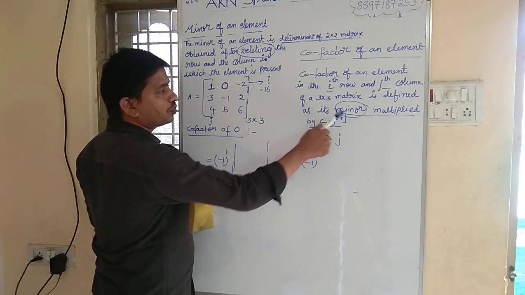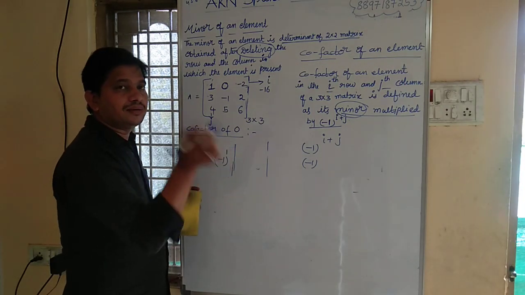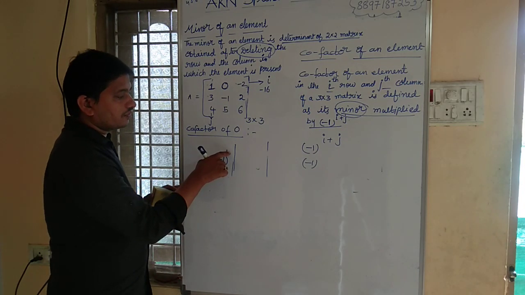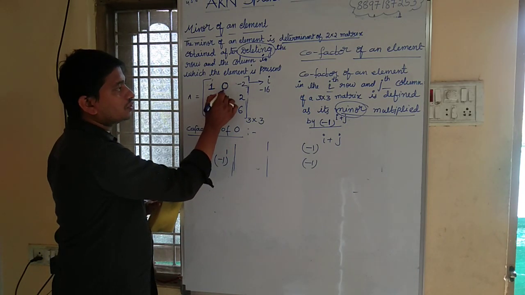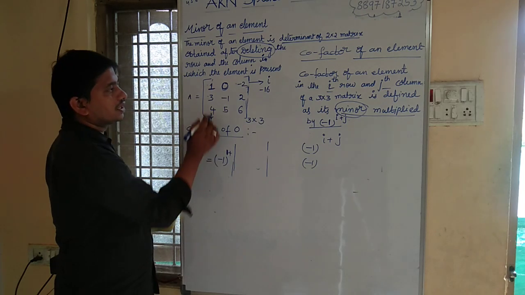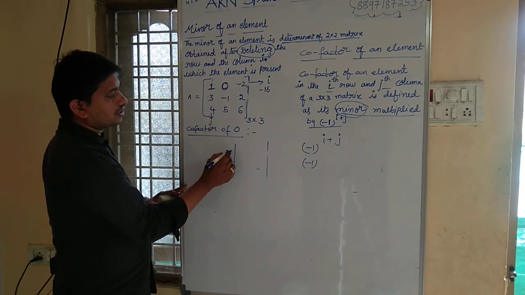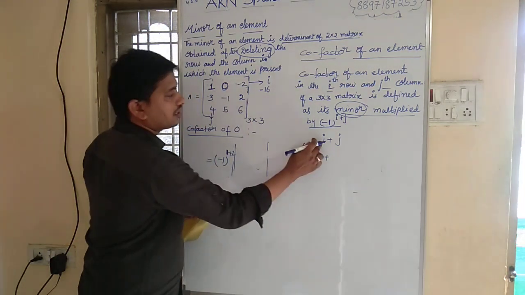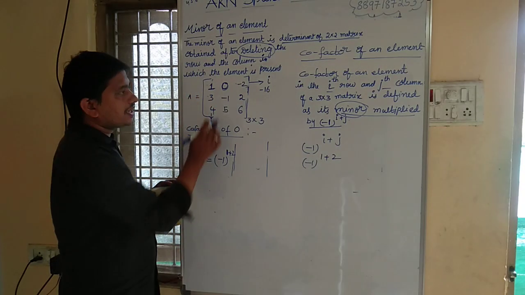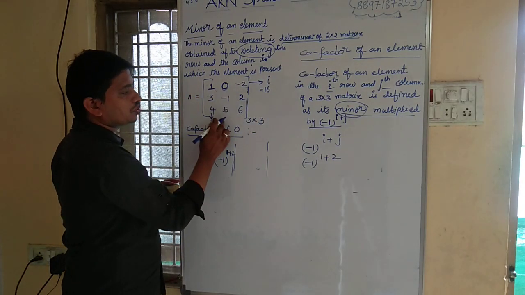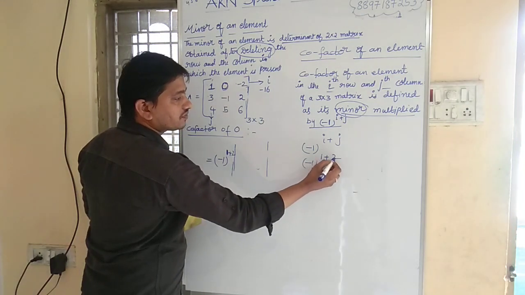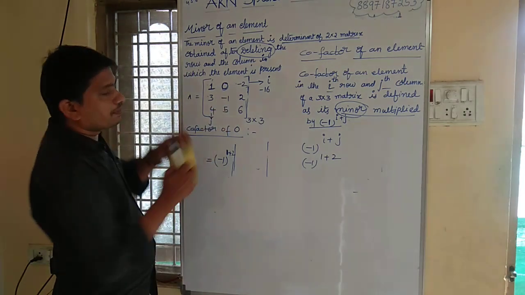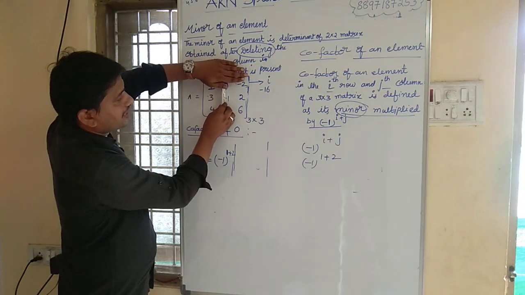So actually, how to find the cofactor? Minor multiplied by minus 1 whole to the power of i plus j. Element 0 is there in the first row and it is there in the second column, so 1 plus 2. Are you understanding? Element 0 is there in the first row and second column. So that is minus 1 whole to the power of 1 plus 2, and we need to remove that particular row and particular column.